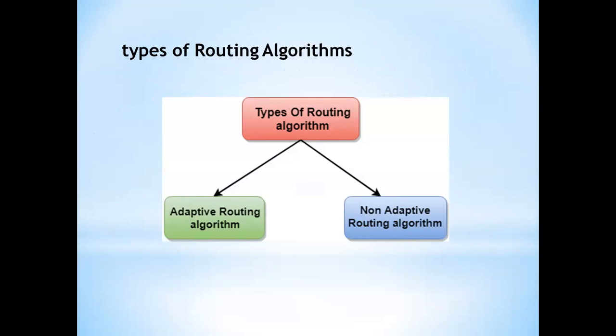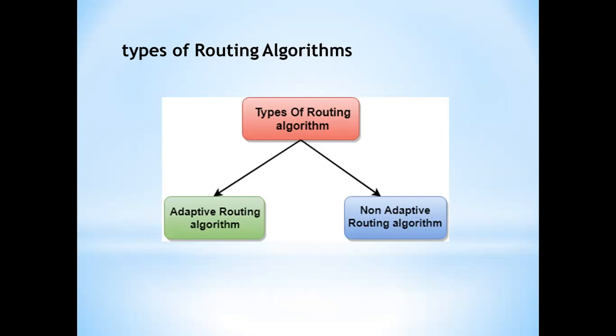Non-adaptive algorithms are static algorithms. For these types of algorithms, the routing decision is not based on the measurement or estimation of the current traffic and topology. However, the choice of the route is done in advance, offline, and it is downloaded to the router. So the choice of the routing cannot be changed in the event of congestion or link failure. This is called static routing or non-adaptive routing.